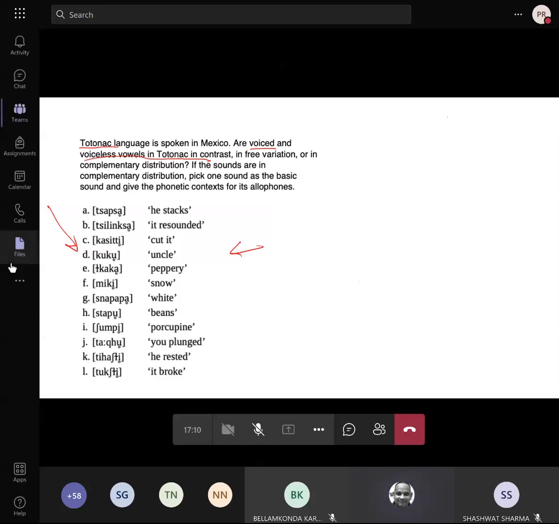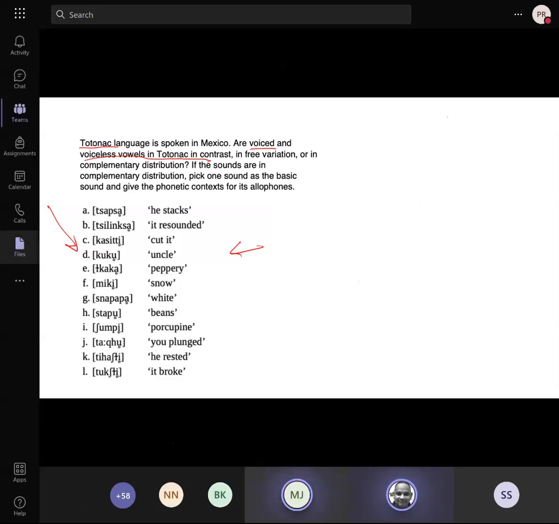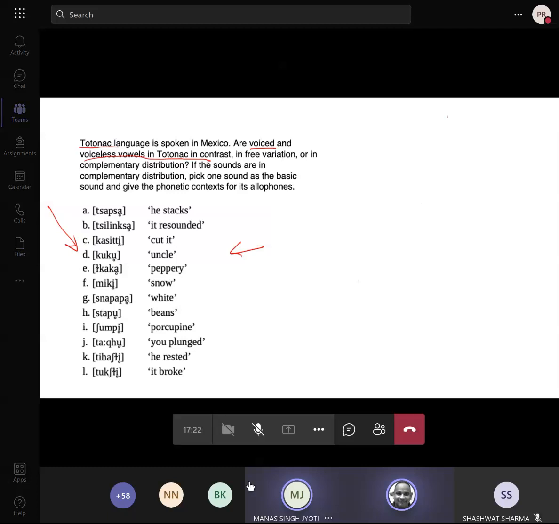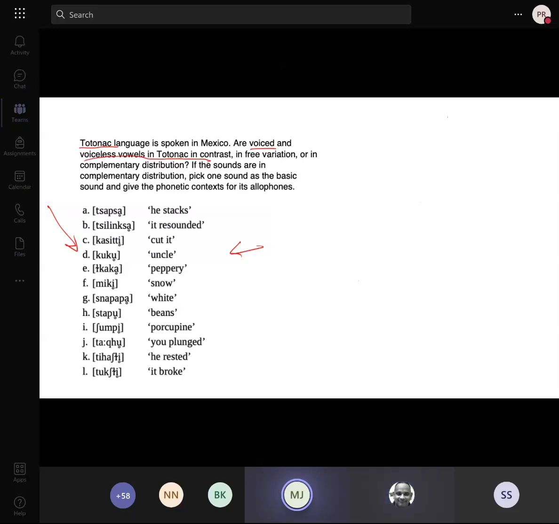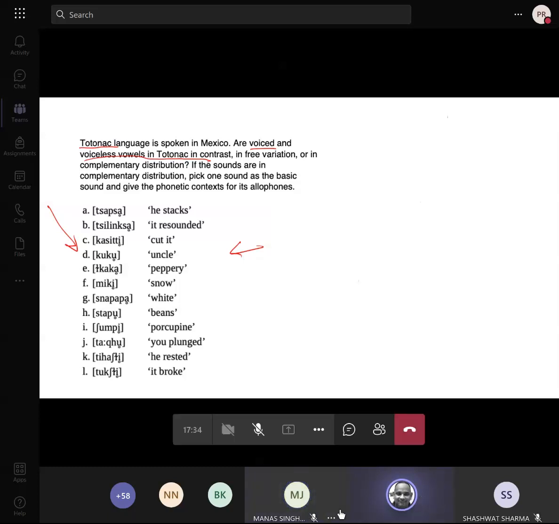I think the dot or circle below the vowels marks the ones which are voiceless. Sorry, who said something? Somebody gave the answer. So it's me, Manas. I said, to identify the voiceless vowels, they've placed a dot below them. Okay. Anybody else? Whoever was saying, there was another voice which came up. Yes, sir, I said the same thing, like the circle underneath.